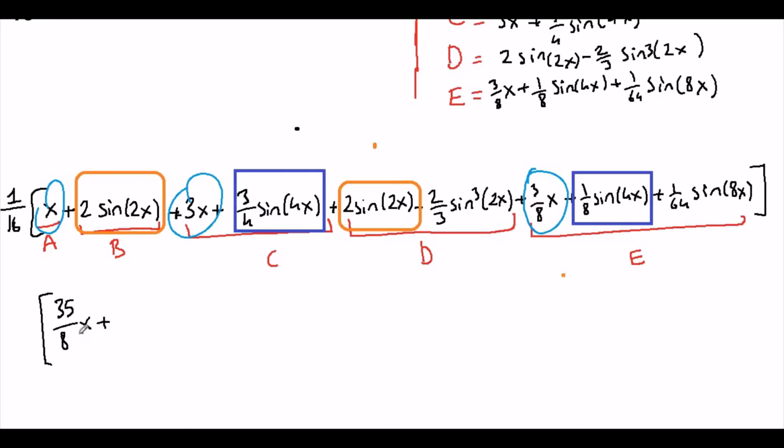So we obtain 35/8 x from the x terms. Here we have 2 sine of 2x and 2 sine of 2x, which together make 4 sine of 2x. We have 3/4 sine of 4x and 1/8, so 3/4 plus 1/8 is 7/8. And the rest is by itself.